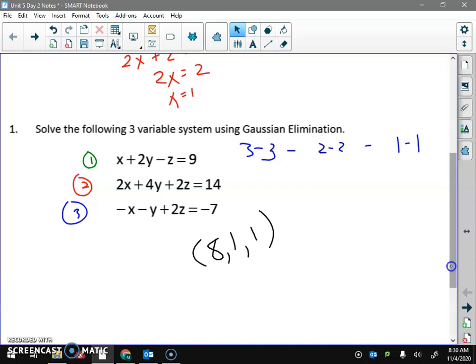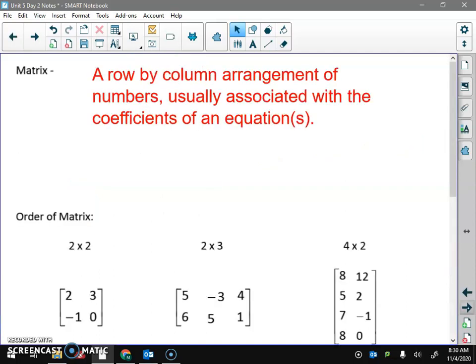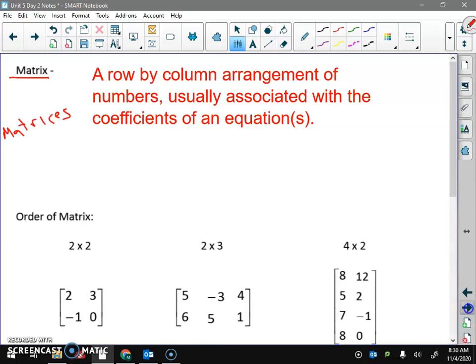All right, enough of the old stuff. Let's move into something new, something interesting. A matrix. That's singular, matrix. One of them, plural, is matrices. So if you're talking about one, don't use the word matrice. It's matrix. And what is it? It's a box of numbers, a row by column arrangement of numbers, usually associated with the coefficients of an equation or equations. That's interesting.